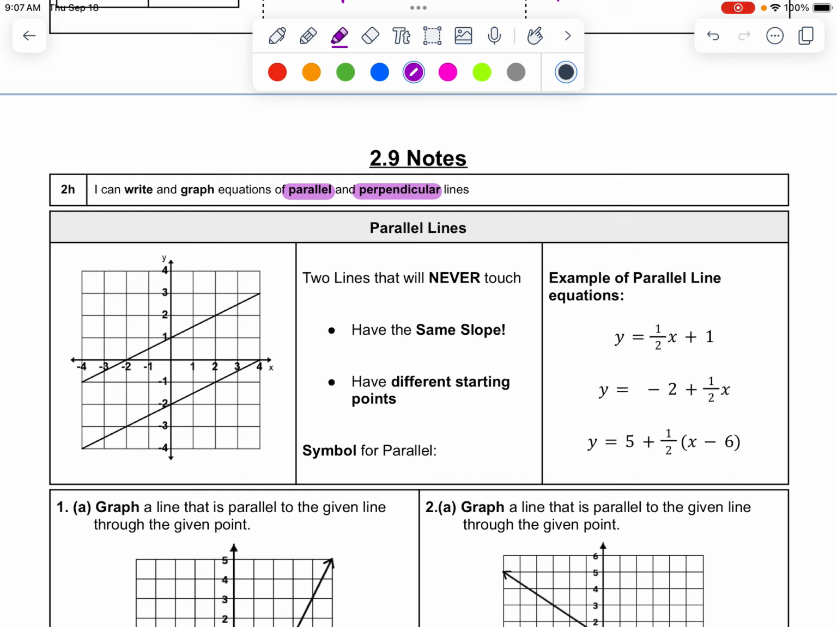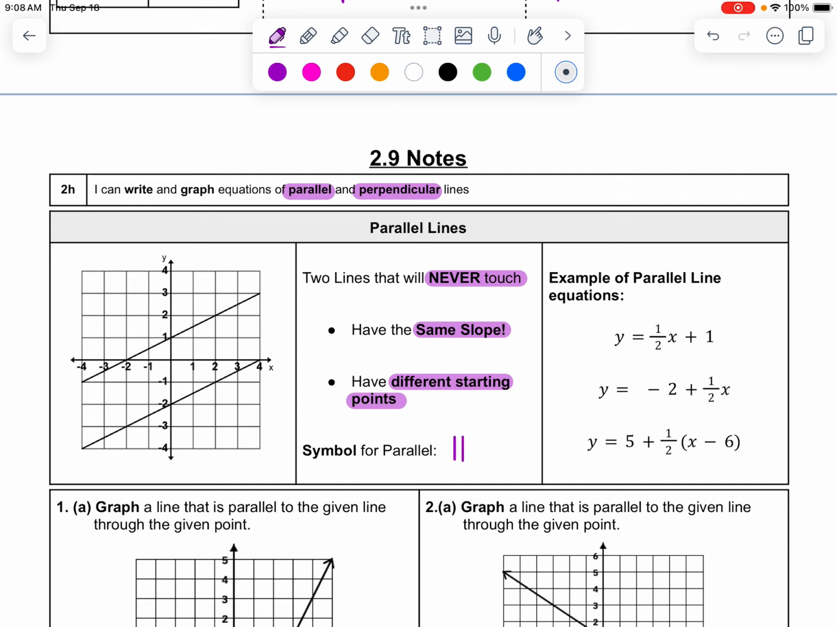Let's start with parallel lines. If lines are parallel, it means that they will never touch each other. Parallel lines have the same slope, but they have different starting points. When we talk about parallel lines, we use the symbol for the word parallel, which looks like two little mini parallel lines right next to each other.